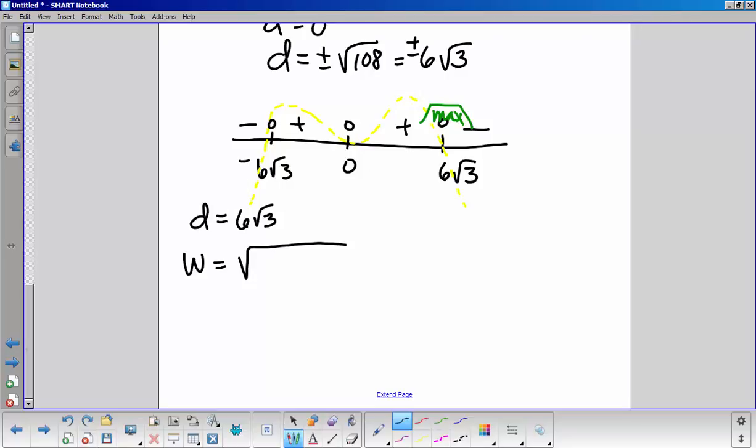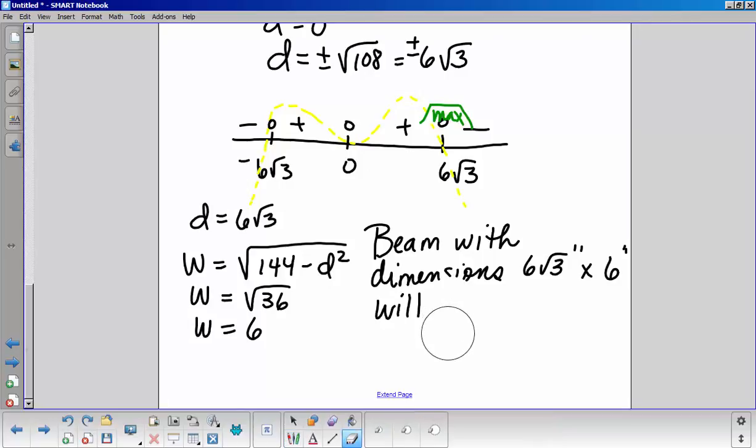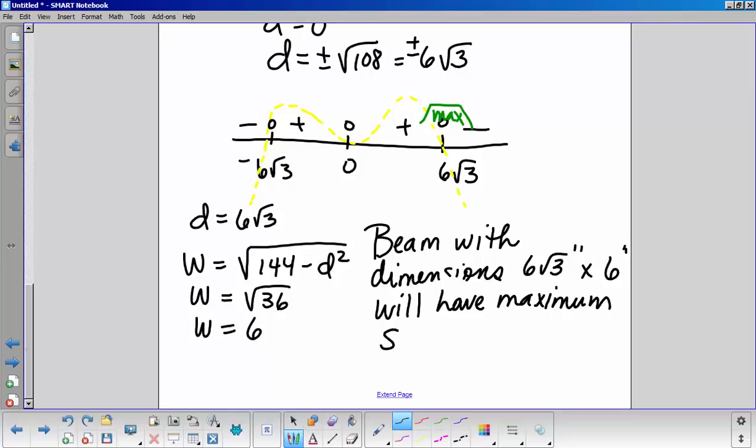W is equal to the square root of 144 minus D squared. So what's 144 minus 108? 36. The root of that is 6, or plus or minus 6, but 6. Well, W will equal 6, right? So a beam with dimensions 6 root 3 by 6, I don't know if they're inches, I think they're inches, will have maximum stiffness.